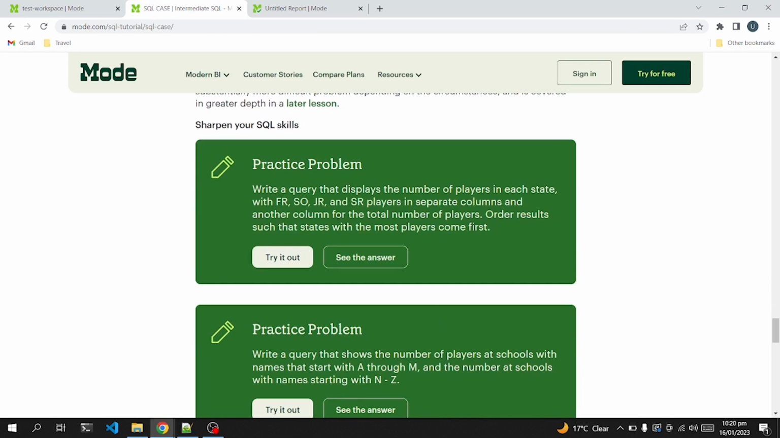Write a query that displays the number of players in each state. We have to count the players for each state and add a separate column for the total number of players. We have to create 5 columns. Order the results such that the states with the most players come first, using order by as well.